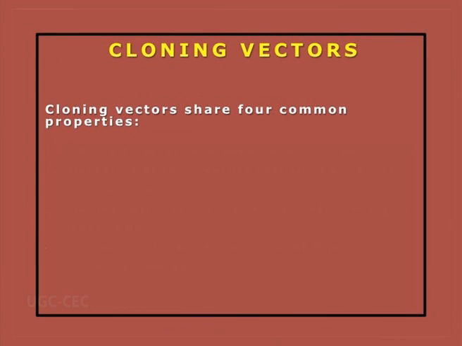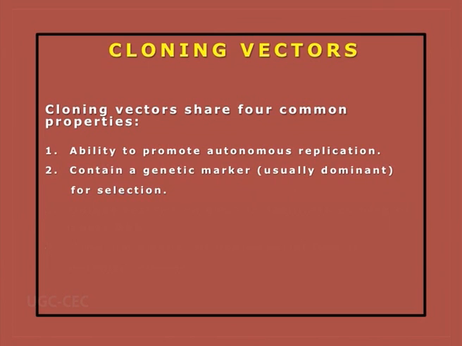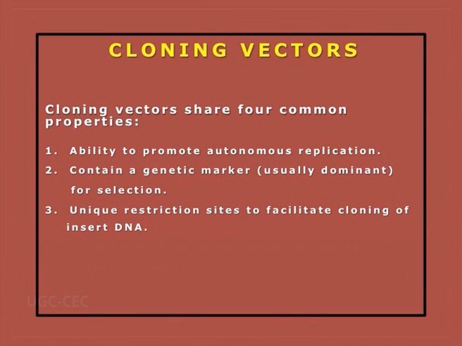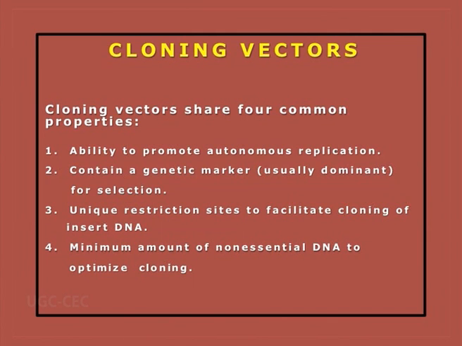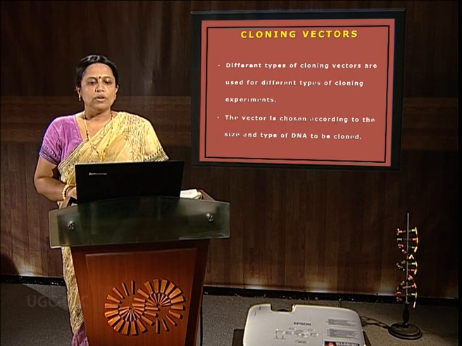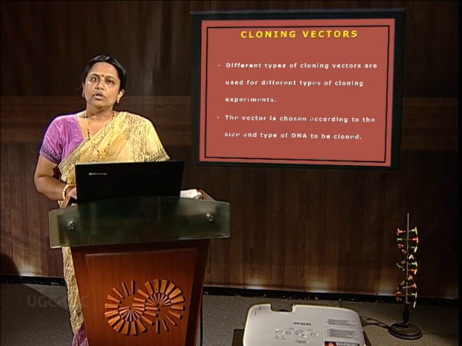You can see here, cloning vectors share four common properties. Number one, the ability to promote autonomous replication. Number two, cloning requires the existence of genetic markers inside the cloning vehicles for their suitable selection. Number three, it needs unique restriction endonuclease cleavage recognition sites for the introduction of foreign DNA. And finally, a minimal amount of non-essential DNA is to be allowed to exist to facilitate cloning. So, we will be starting the journey on cloning vectors.